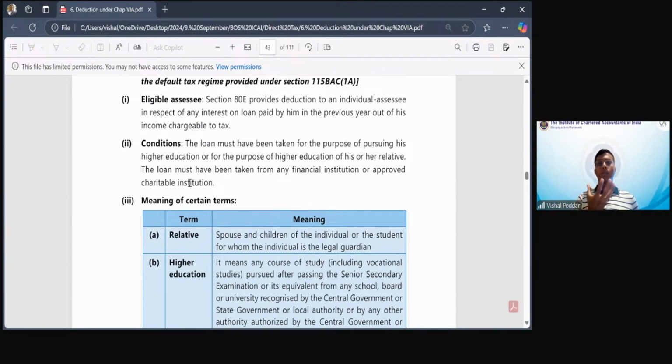Now see how the section is expanding. For self, loan allowed; for spouse, allowed; for children, allowed. Now, obviously, parents will not be possible because it will be the rarest of rare case where your parents are pursuing higher education and you are paying for that. I will not say it will not happen, but it is the rarest of rare case. So that is not possible generally, so that is not covered.